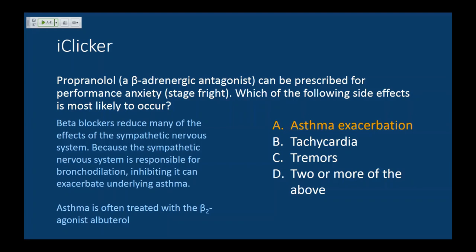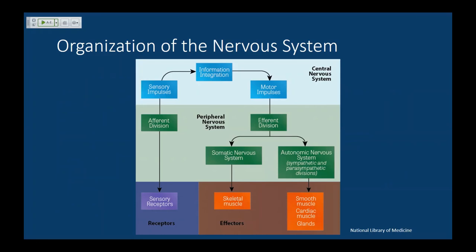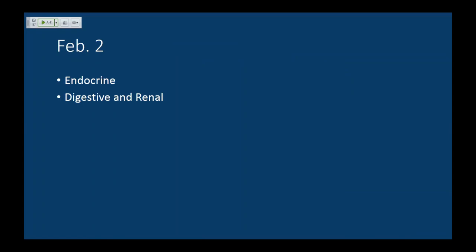And then again, kind of go through that chart and see which of the ones make sense based on fight or flight and which of the ones you need to memorize. Here's just the overall organization of the nervous system, stuff we've already learned.